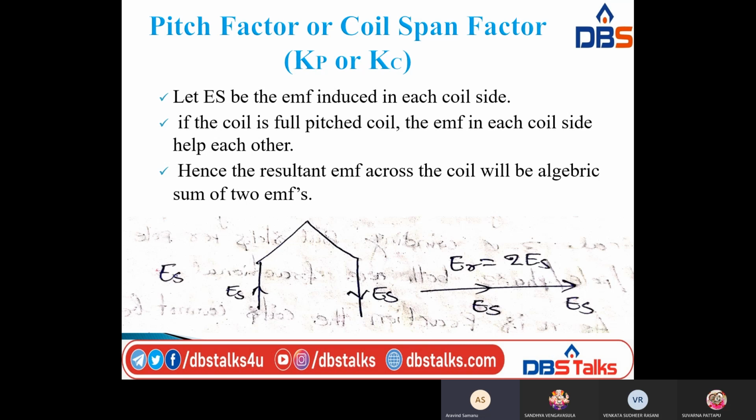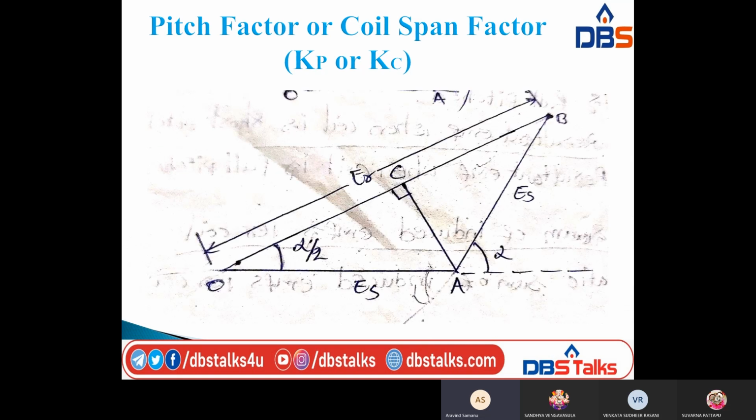But in the short pitched coil, if you observe the diagram, the EMFs no longer exist in phase. That's why it contains two different angles. So the resultant EMF also no longer remains the algebraic sum of the two EMFs, but becomes a phasor sum of two EMFs. Here this EMF angle is alpha, and here the EMF angle is alpha by 2. This is the perpendicular angle.